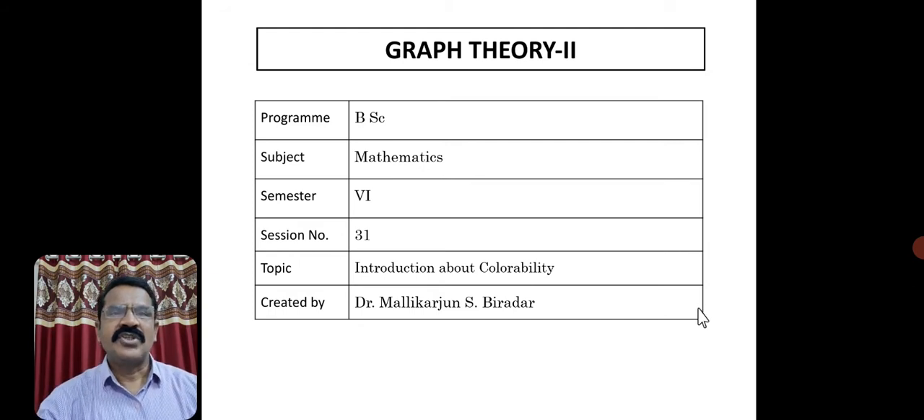The 31st session of Graph Theory 2, that is, Introduction about Colorability. Already we have completed 2 units. The second unit was planar graphs. Now the third unit is colorability. Today we are going to discuss the introduction to colorability.